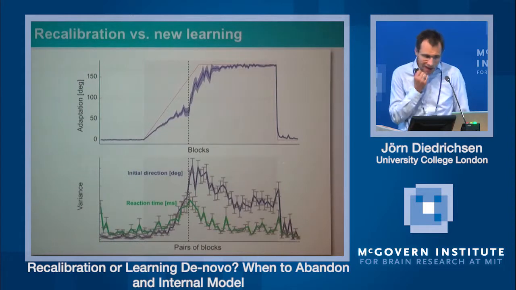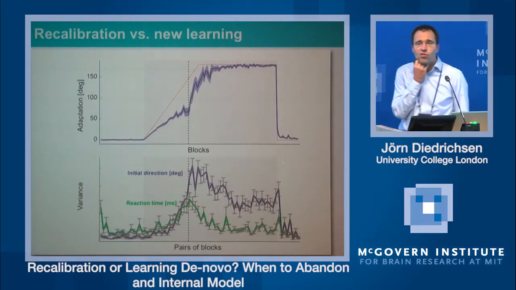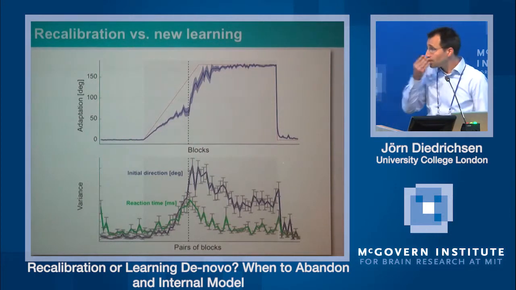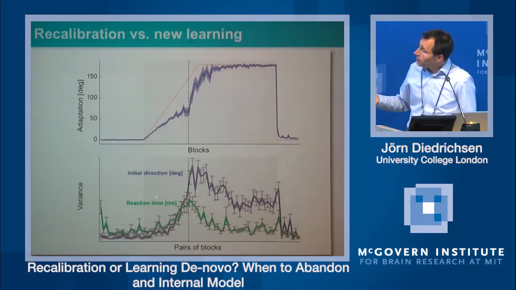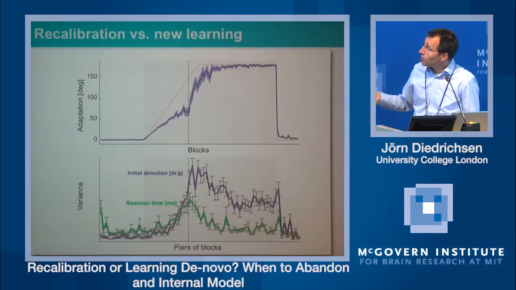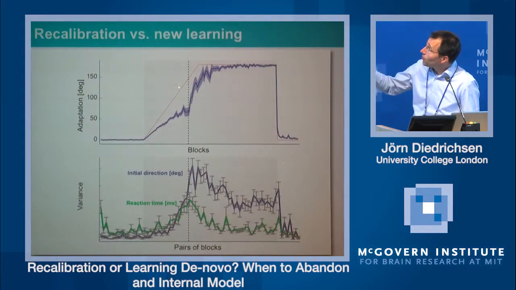Now I want to leave you with the last observation that I think is quite intriguing about how that comes about. How does the system figure out that there's something better out there? And so what we're looking at here is the average variability of the subjects in their reaction time and also in their initial reach direction over the course of the experiment. So the dashed line is kind of the point that the subjects on average switches.